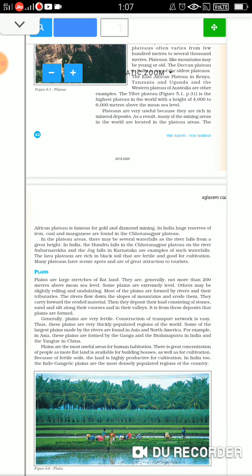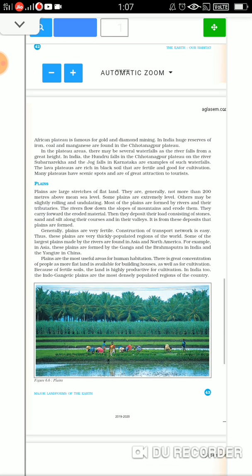Fine. Now after that, children, plateaus are also very useful to us. How can plateaus be useful to us? They are a storehouse of different minerals. You might have seen that in the plateaus we get a lot of minerals. So the first thing is mineral deposits. Fine. Then the mining areas are located in the plateau areas only.